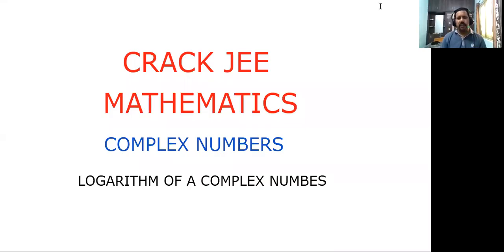Mathematics class. Chapter name is complex numbers. In complex numbers, we are going to discuss logarithm of a complex number. Logarithm of a complex number. Now see that.